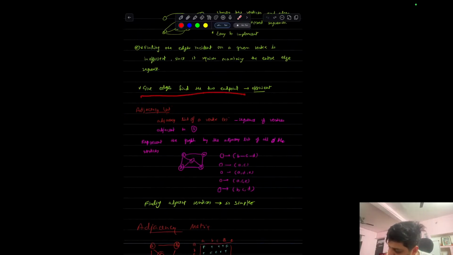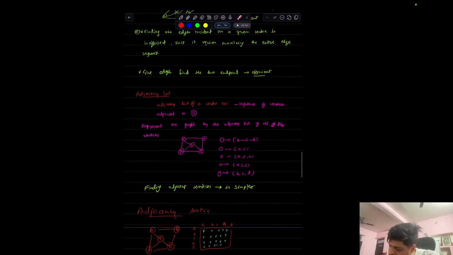Given edges, find two endpoints. Okay, efficient: adjacency list. The adjacency list of a vertex is the sequence of vertices adjacent to V. So this is the adjacency list here. It means you represent the graph by the adjacency list of all of the vertices: B, C, D.